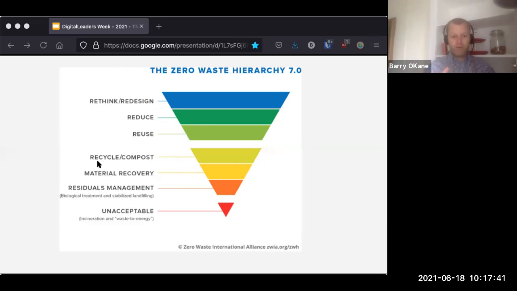Next one down is reuse. When we do have things, can we reuse them or keep them in use for as long as possible? So that's things like maintaining, repairing and refurbishing, and maximizing the lifespan of those things. Note that the next one down is recycling. We haven't even got to recycling yet. Recycling and composting is the next one down.